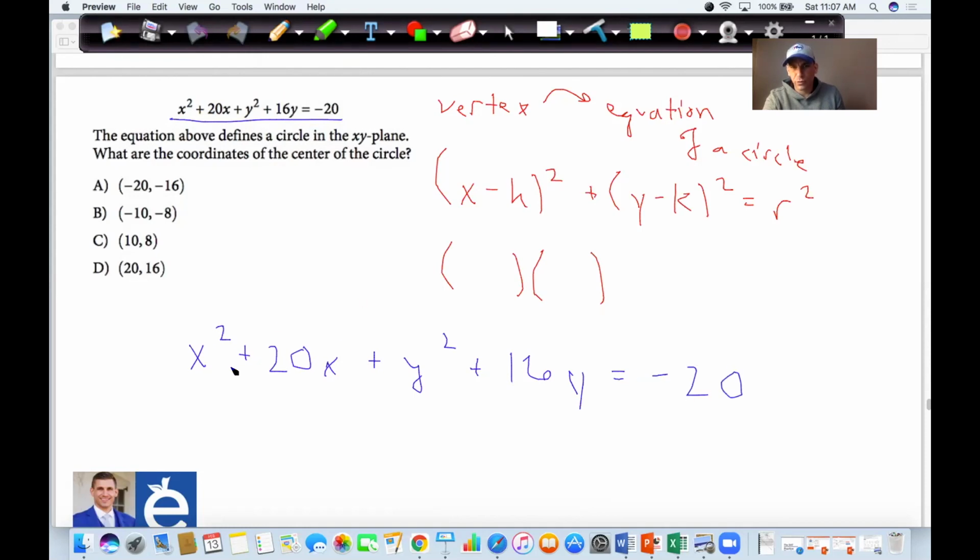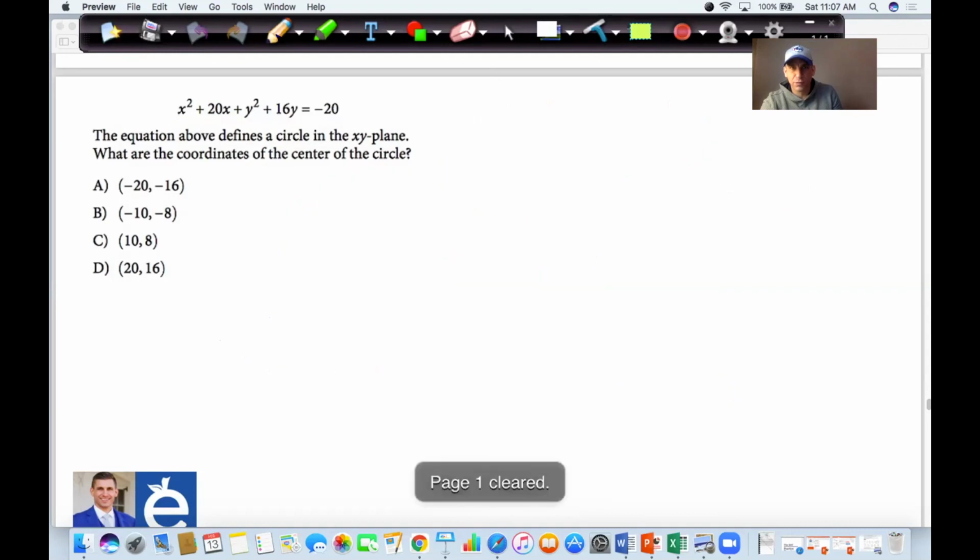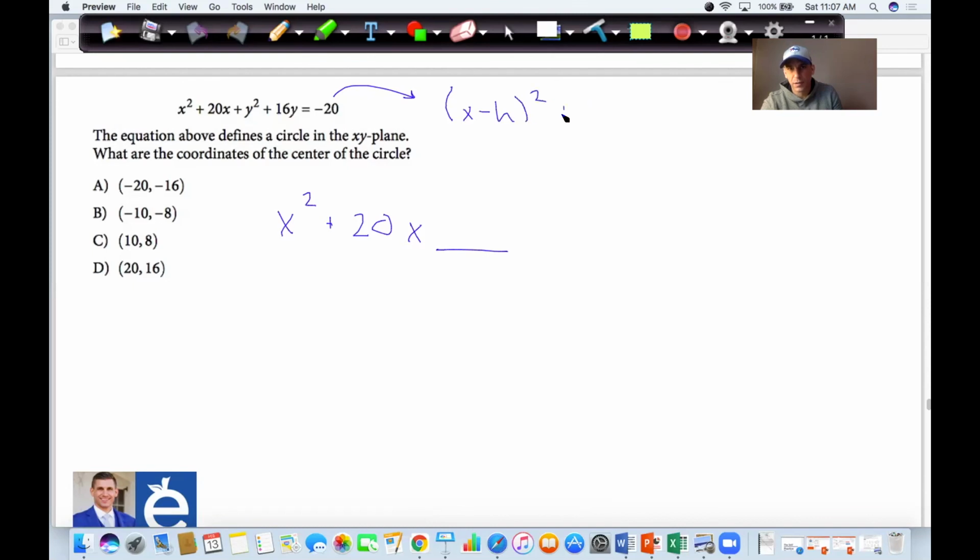What you want to do in order to convert this form into this form, there's a method we refer to as completing the square, which I hope some of you recall. But what you're going to notice is there's a system to how you complete the square. Let me erase this real fast and rewrite it to make it a little neater. I have my x squared plus my 20x. I'm purposely going to leave a space here, knowing very well that I have to go from this to my (x minus h) squared plus (y minus k) squared equals r squared.